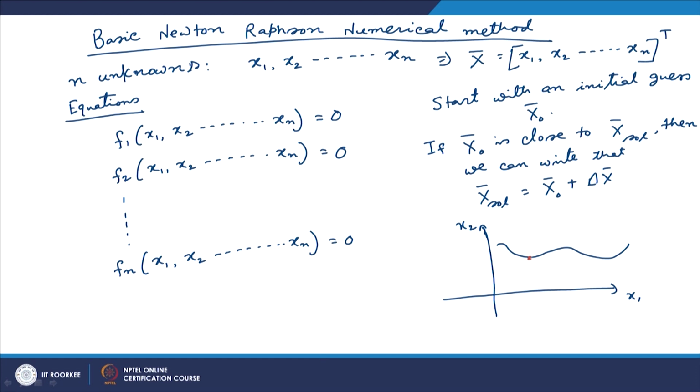Now, I do not know what the solution is, that is what I am trying to find out, but I do have some idea about this particular solution, some idea of which zone it will reside in, etc. So, I take an initial guess which is close to that. For example, I can take an initial guess, say somewhere here.